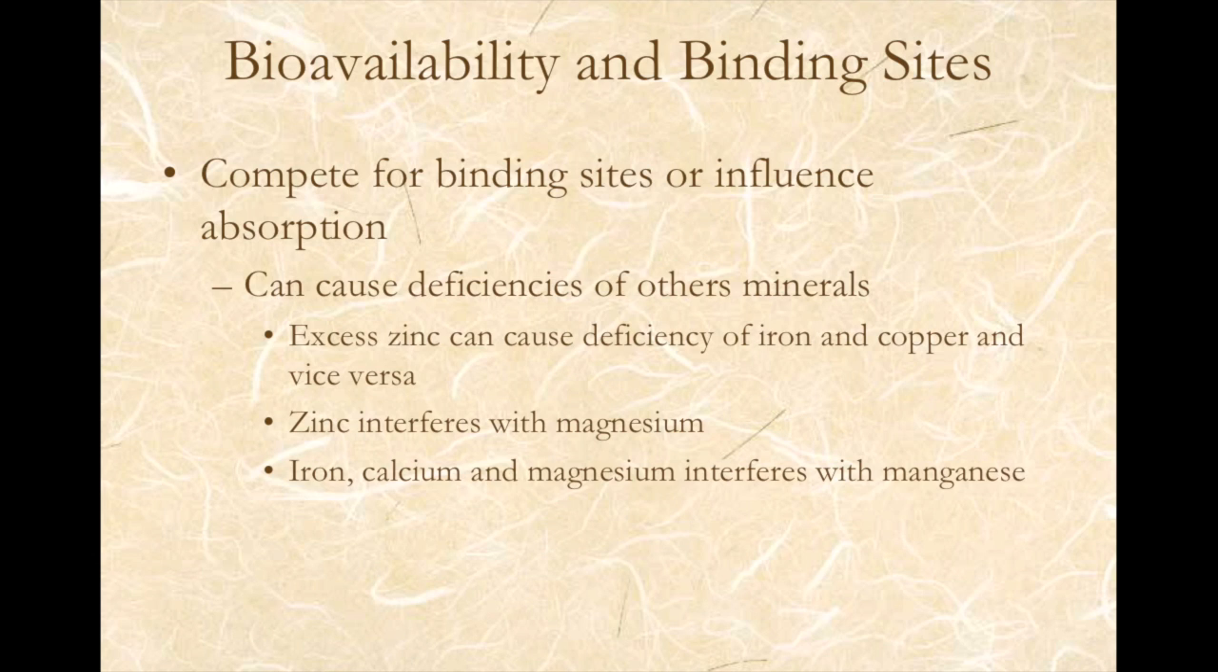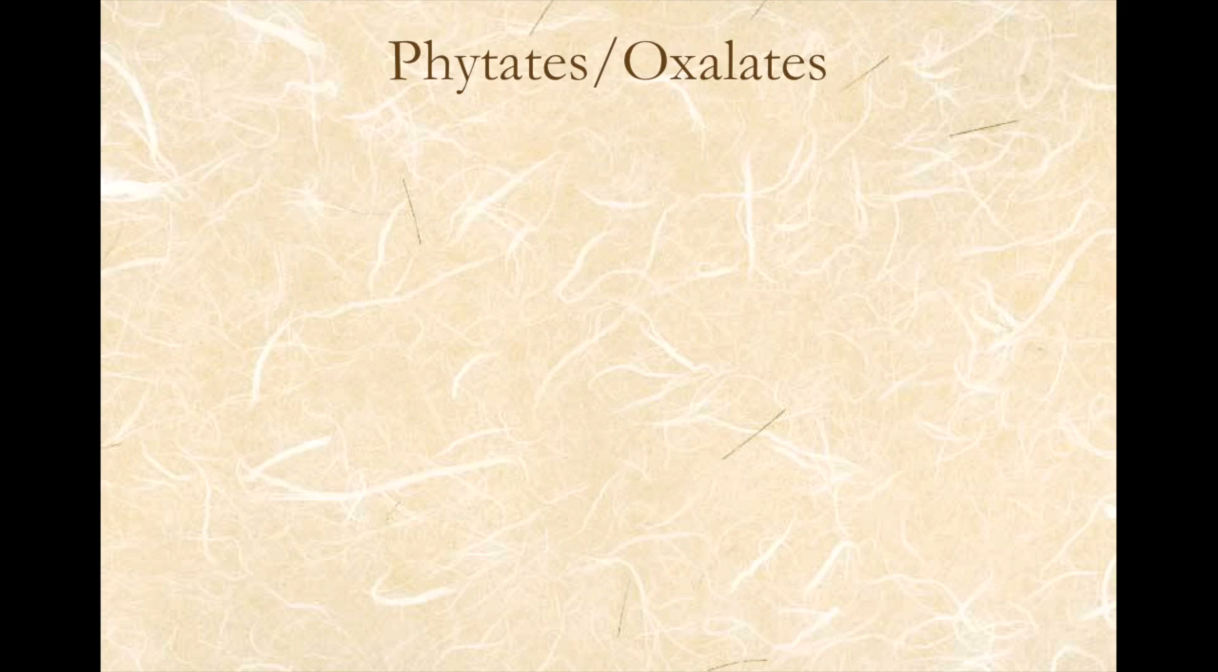So here's an example of the binding site. So if you consume too much zinc, it shares the binding sites with iron and copper. And so high amounts of zinc could cause an iron or copper deficiency. Zinc and magnesium also share binding sites, so too much zinc can interfere with magnesium absorption and vice versa. Iron, calcium, and magnesium can also, in high doses, interfere with the absorption of manganese.